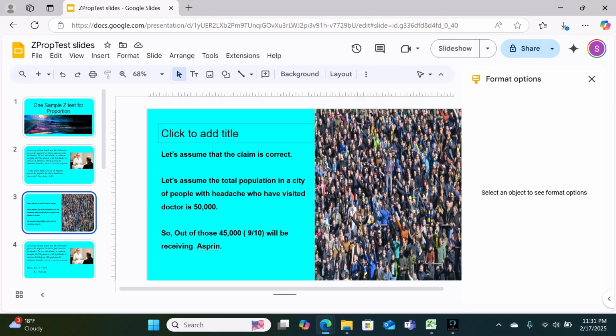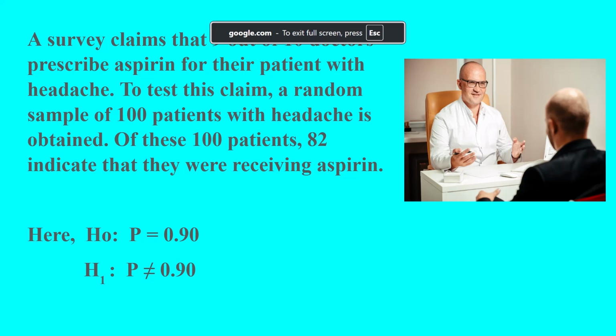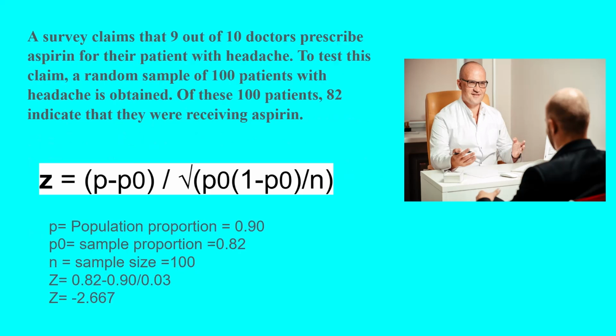Now let's go back to Google Slides. For this exercise, the null hypothesis is that the population proportion is 0.90, and the alternate hypothesis is that the population proportion is something other than 0.90. For this sample, there were 82 patients receiving aspirin. So the sample proportion is 0.82, the sample size is 100, and the G statistic is minus 2.667.